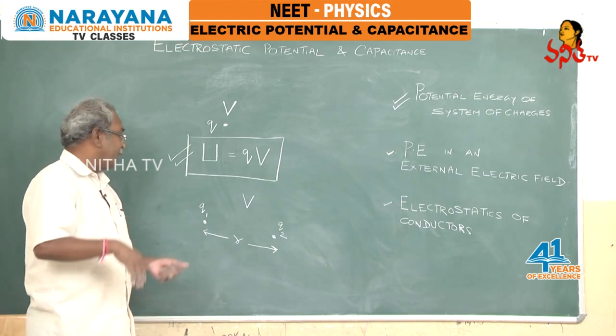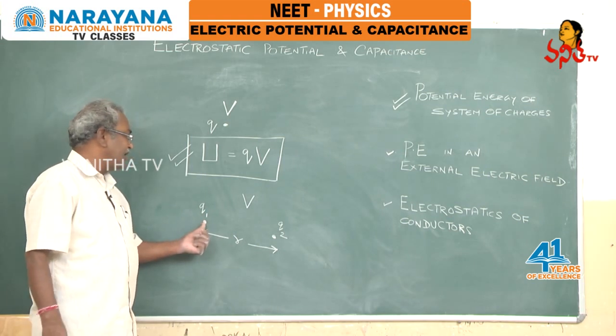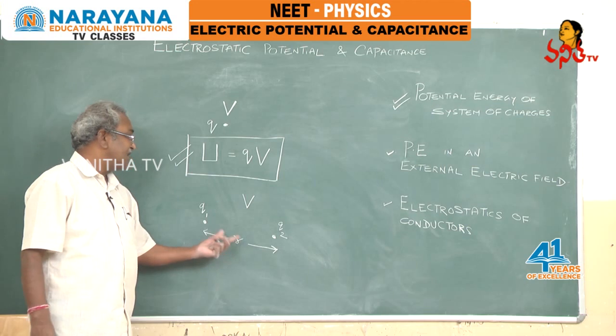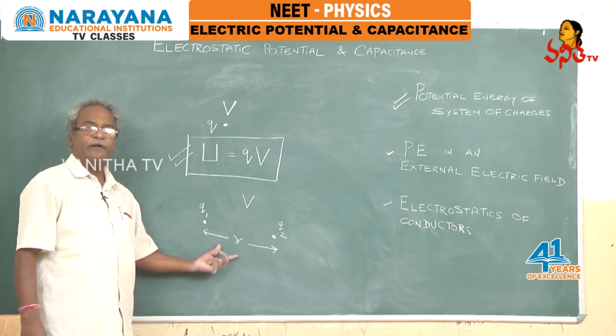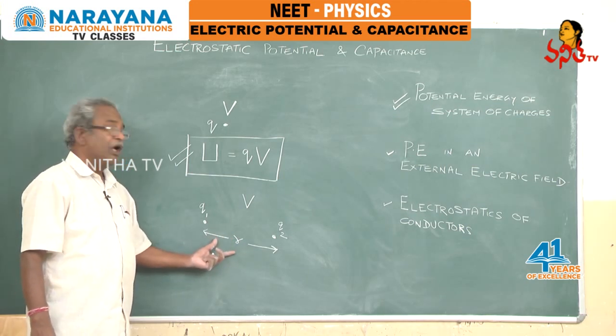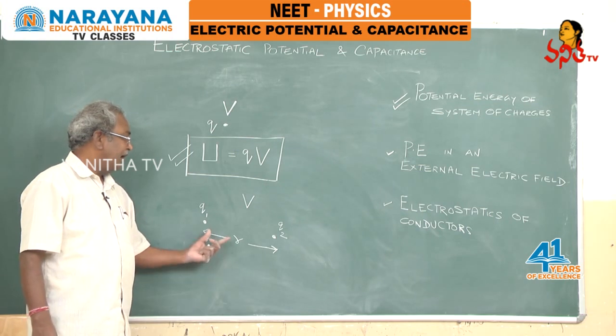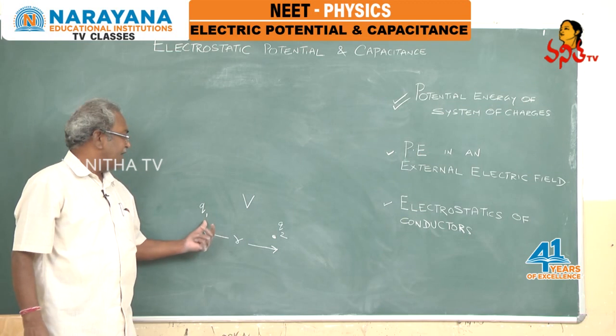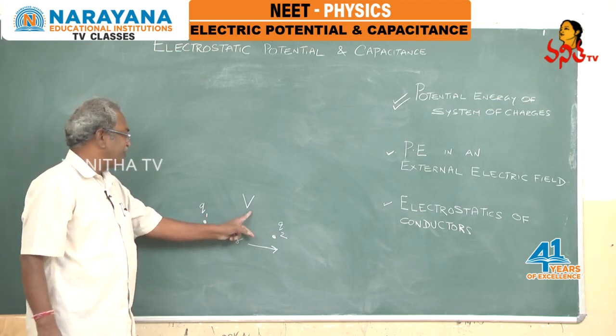So, some agent brought Q1 and put over here. Some agent brought Q2 and put over here, and a distance of small r is maintained over here. Right. So, in this context, let us calculate the total potential energy. This Q1 is available at the point of potential V here.